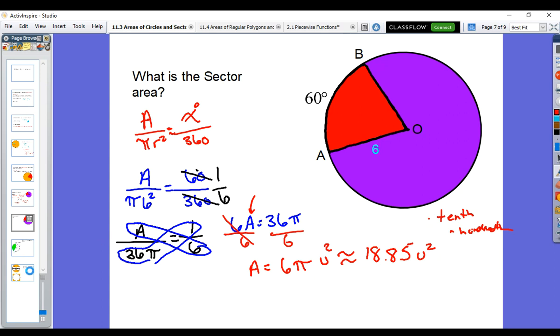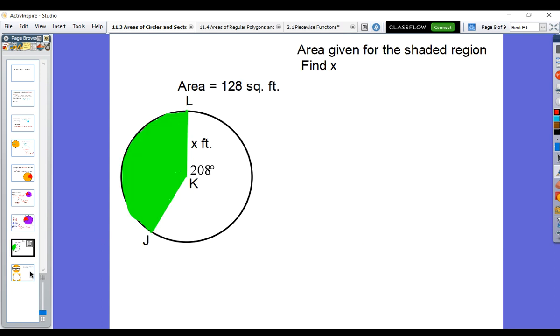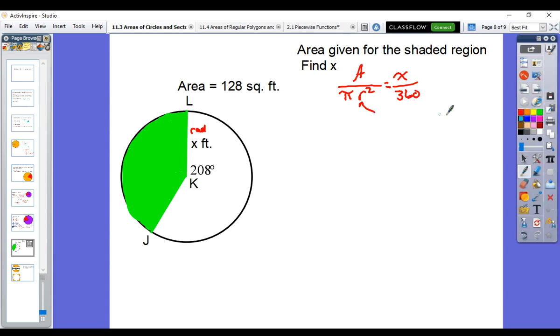So let's look at another way of these sectors. This other one right here is saying that, hey, this time you have the area and you have some degrees here and all that stuff. You're looking for x, find x. So in this case, x represents the radius. So in our formula here, A over pi r squared equals x over 360. We're looking for this. That means we have to have something for our area and we'll have something for our x over here. Well, let's find those things.